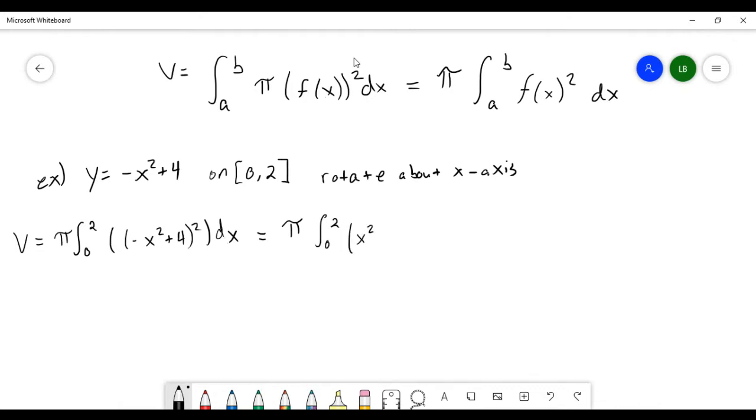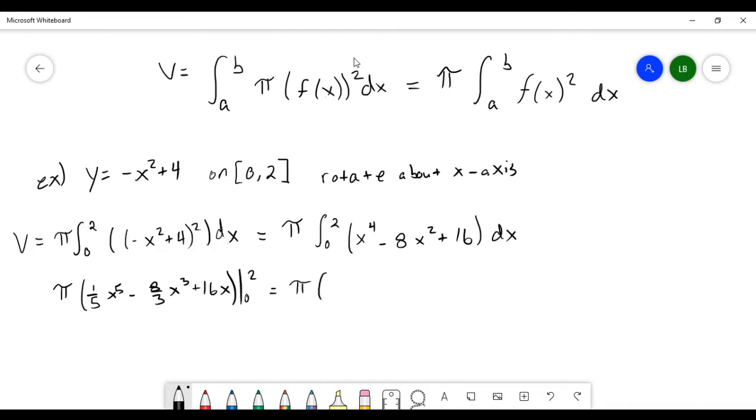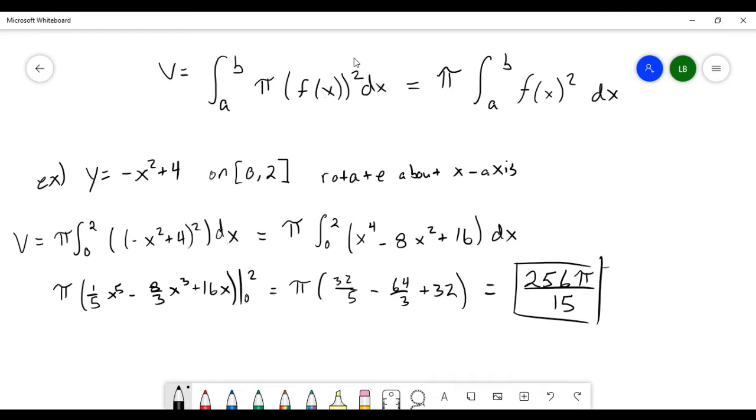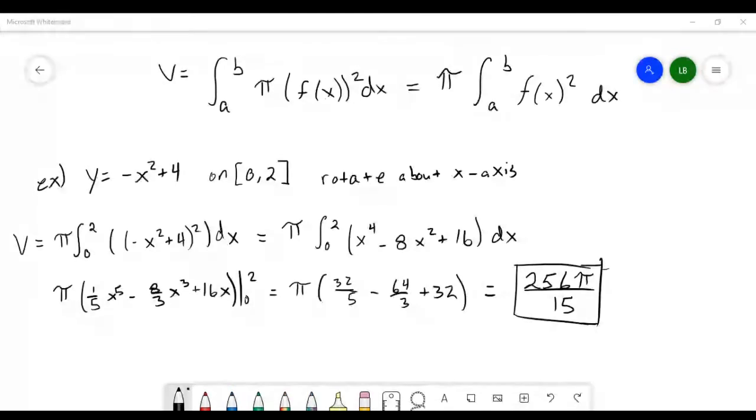And go ahead and distribute, x squared gets us x to the fourth minus 8x squared plus 16. And then that gives us pi times 1/5 x to the fifth minus 8/3 x cubed plus 16x, 0 to 2. And that gets us pi times 32/5 minus, oh boy, 64/3 plus 32. And luckily I came prepared, and that simplifies down to 256 pi over 15. Any questions about this process?